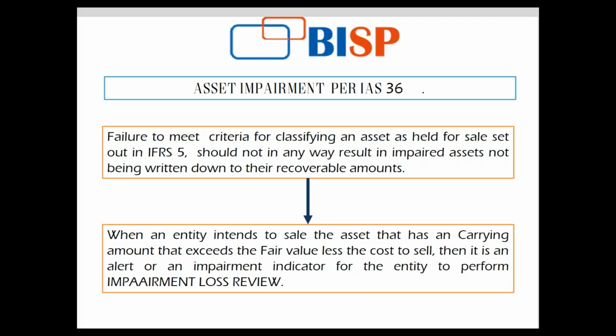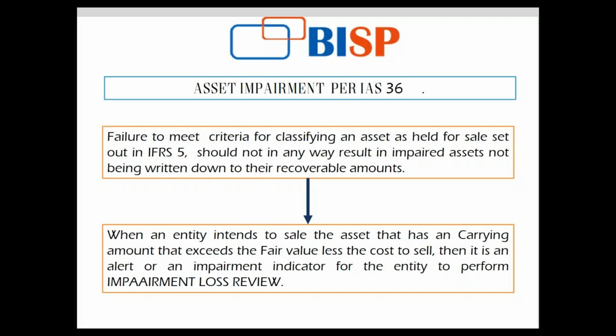IAS 36, of course, notes that the fair value less cost to sell of an asset to be disposed of will often approximate its value in use, as the value in use calculation will consist mainly of the net disposal proceeds, which is very obvious. This is because the future cash flows from the continuing use of the asset until its disposal are likely to be negligible. So this is provided under IAS 36.